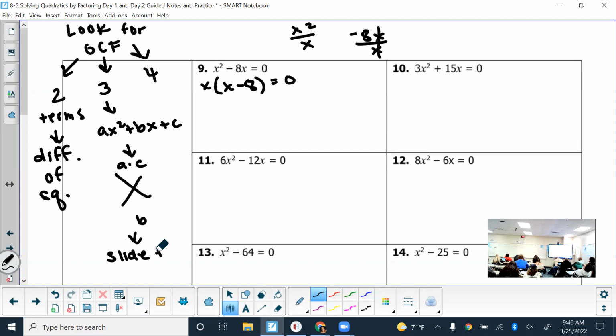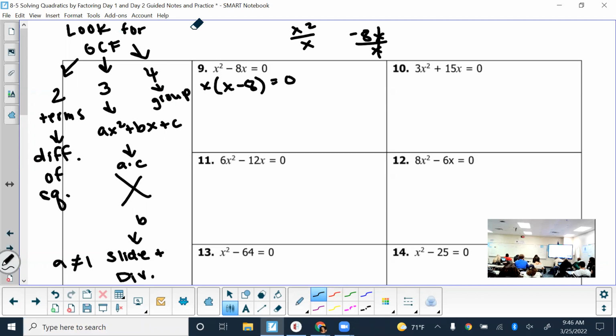Slide and divide. All right, I'm just kind of rough sketching the flow chart for you. So that's when A is not 1. So when A does not equal 1, you have to do the slide and divide step. If it's 4 terms, I haven't seen that in this unit, but just for fun, what's the only way we know how to factor 4 terms? Good.